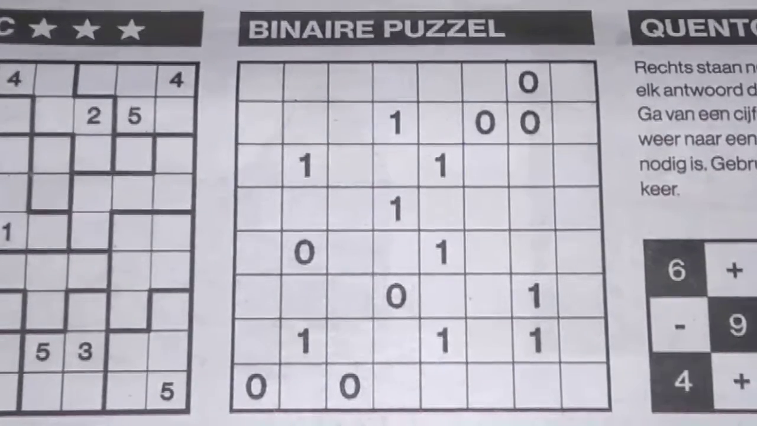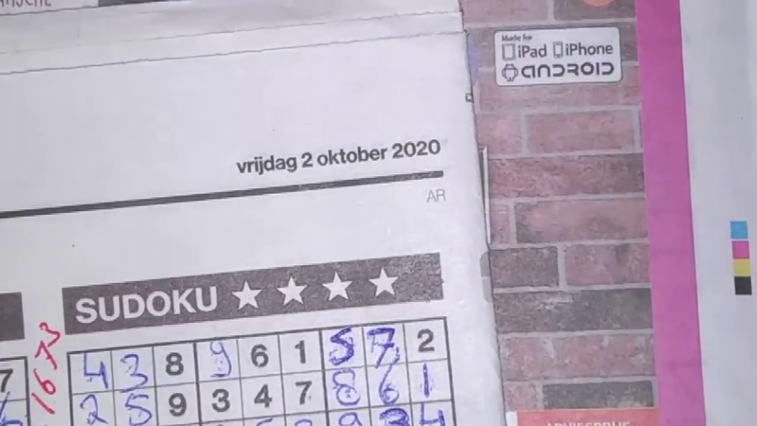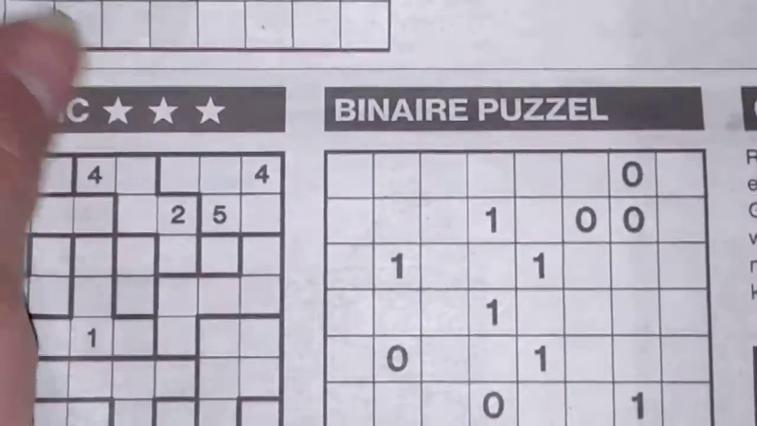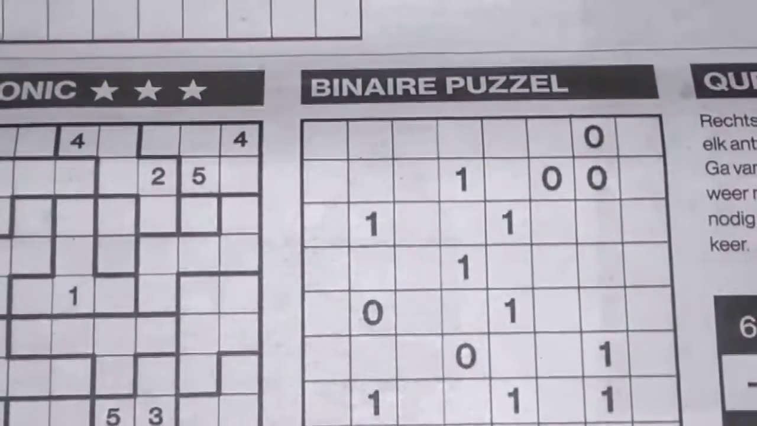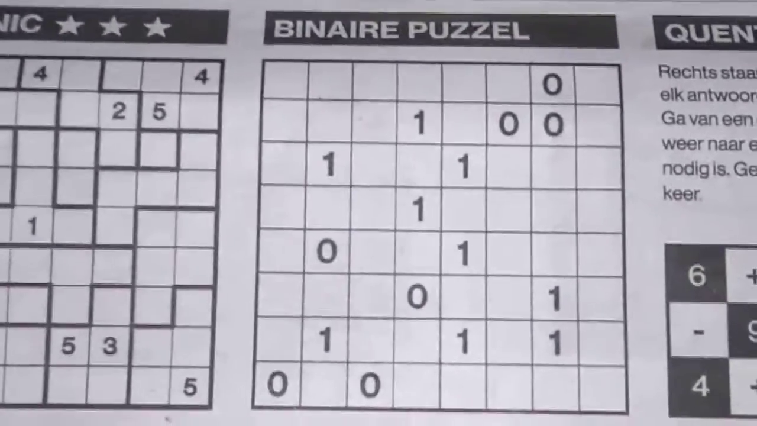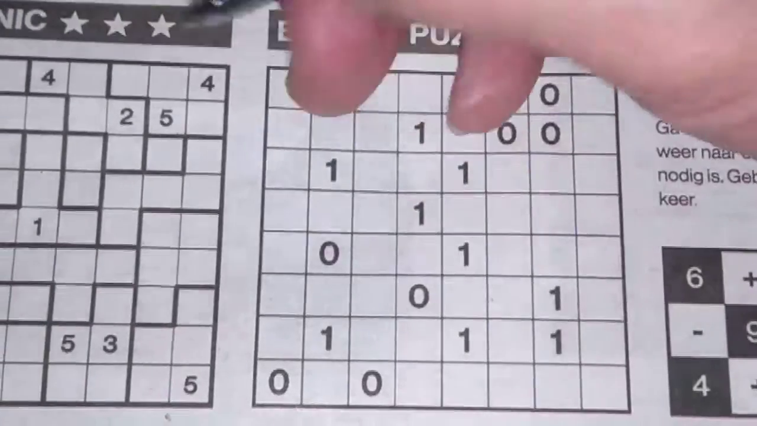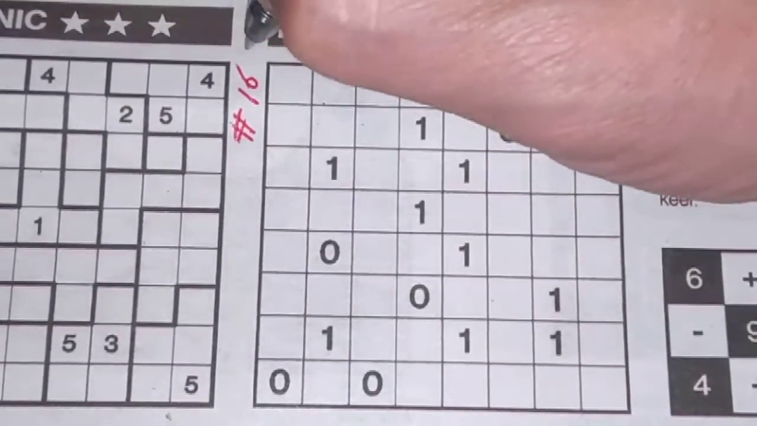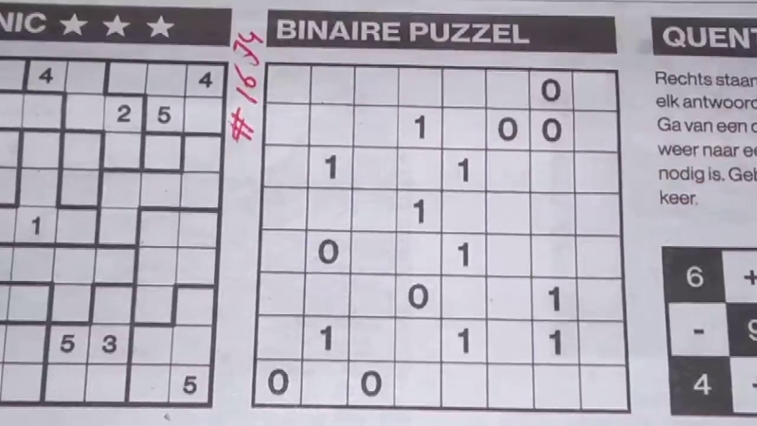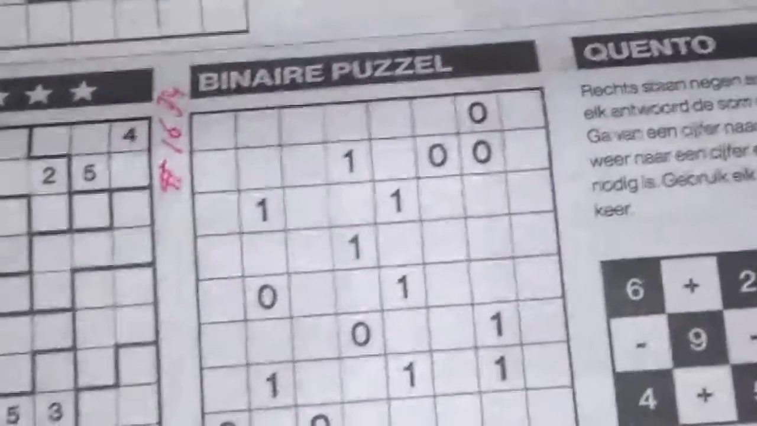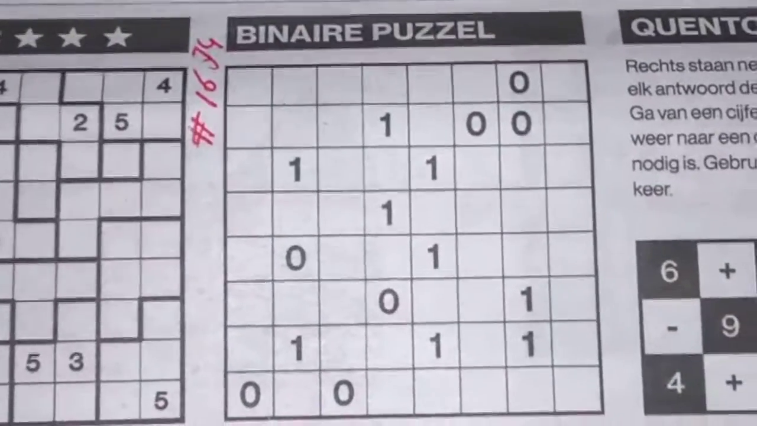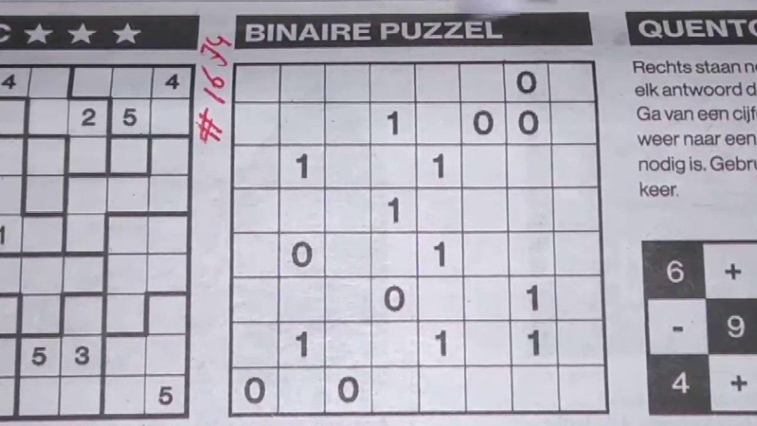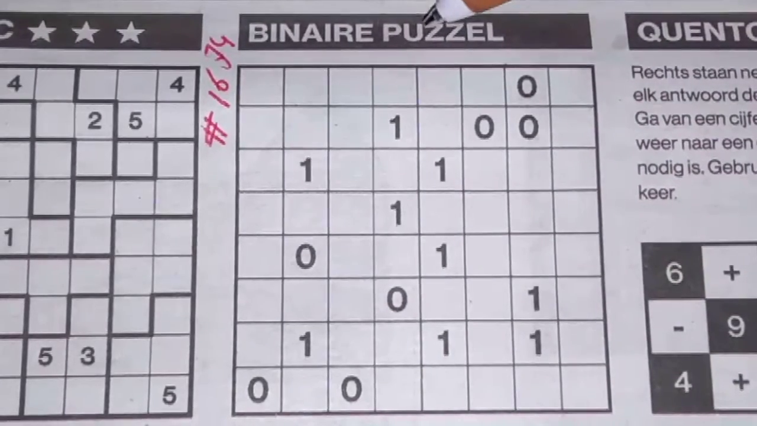The fifth Sudoku in this edition of today's newspaper on Friday, October the 2nd, 2020. We have only one binary Sudoku in this additional, and this will be number 1674. Yes, 1674. All right. Apologies. Okay. And what kind of binary puzzle is this one?